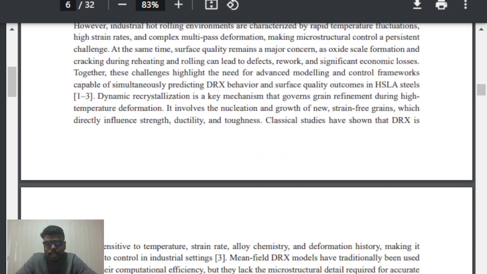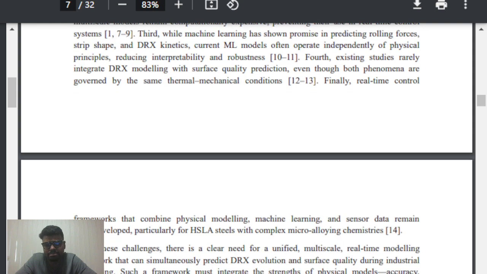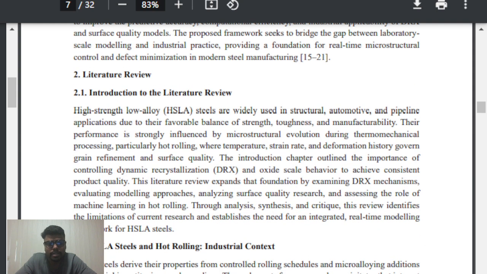Moving to my literature review, the first key area is HSLA steels and hot rolling. The literature shows that microalloying elements such as niobium, titanium, and vanadium are important because they form small precipitates. These precipitates interact with grain boundaries and dislocations, which can delay recrystallization and refine grain size. However, many studies are based on laboratory tests, which do not fully represent real industrial rolling conditions.